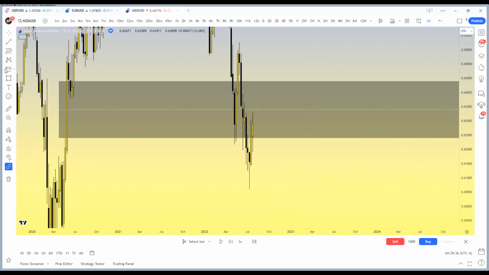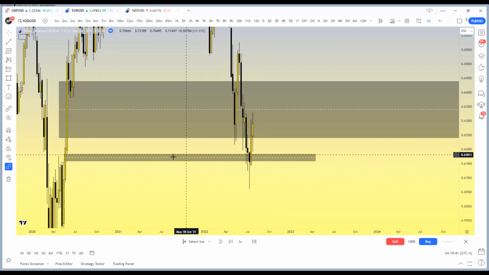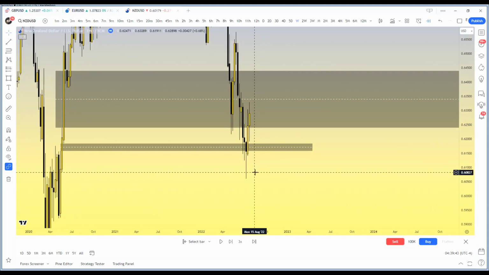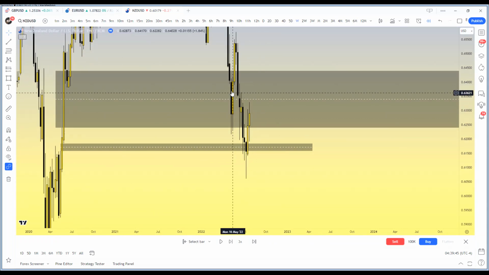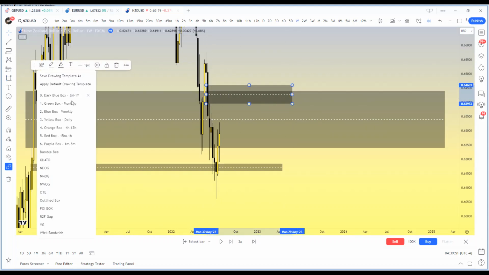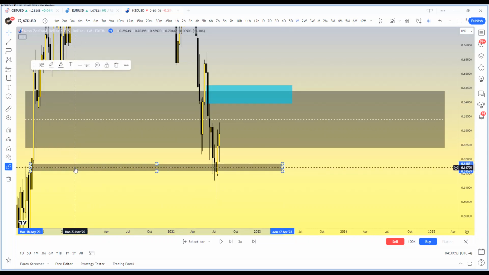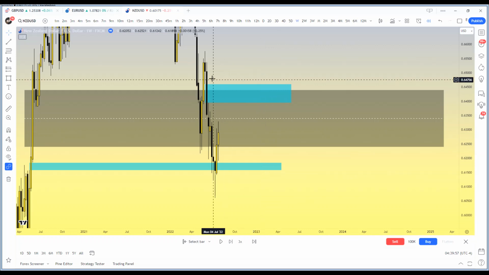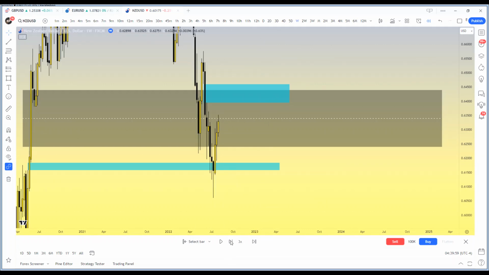All right, we see this gap on the weekly, price respecting it and moving higher. We see one more gap here. Let me highlight it in a different color so we don't get confused. I could wait for some candles to print, wait for some gaps. Okay, let's go down to the daily.